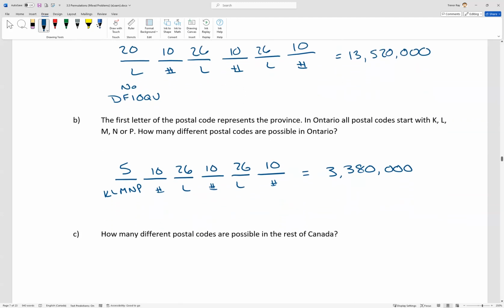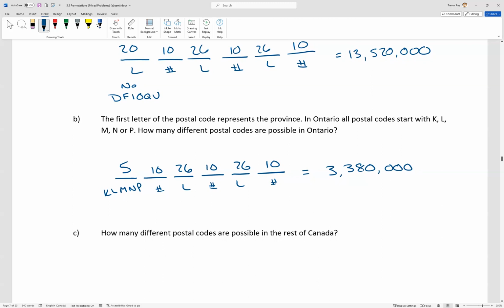Part C, I'm going to leave the top number on there just for a moment. How many different postal codes are possible in the rest of Canada? Now, I could go back to first principles and calculate this directly, or I can just say, I know there's 13,520,000 postal codes, and I'm taking up 3,380,000 of them for Ontario. And when I plug that into the calculator, I hope I did that right, I have 10,140,000 postal codes for the rest of Canada.